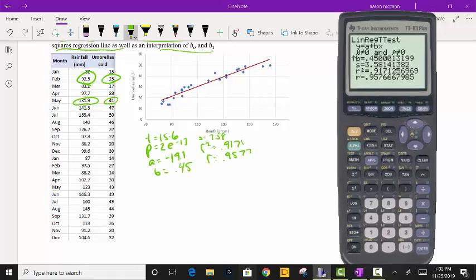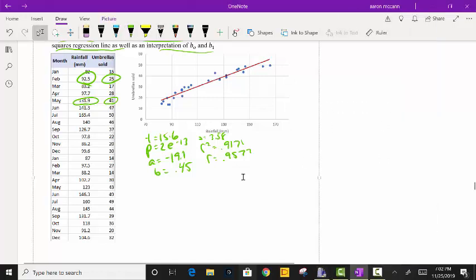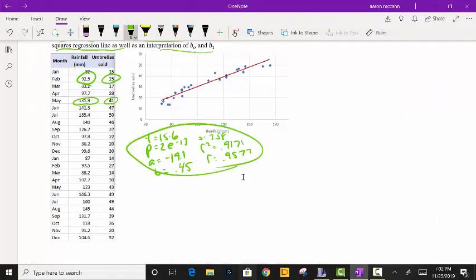Alright guys, it took me a minute to figure it out, but I've got it cleared up here. I've got the linear regression t-test command run over here on the right, and you can see I've written down all the information. The t is 15.6, the p is 2e to the negative 13, a is negative 19, b is 0.45, s is 3.58, r squared is 0.9171, and r is 0.9577. And I have all this information converted over to here.